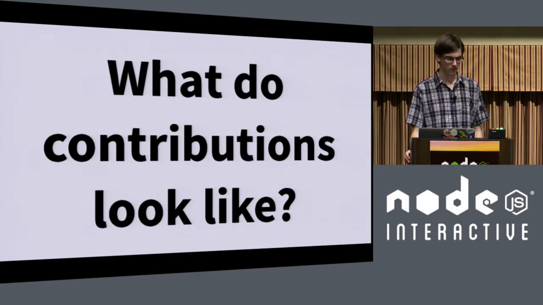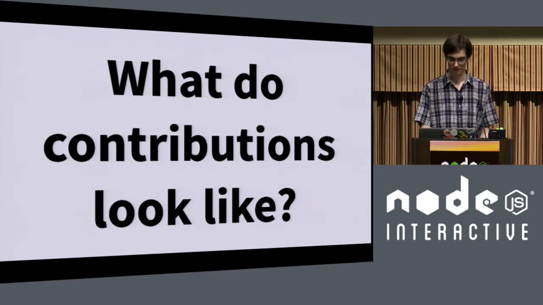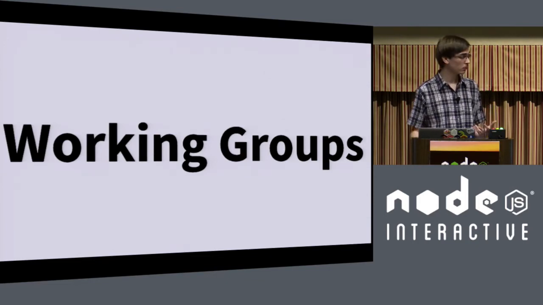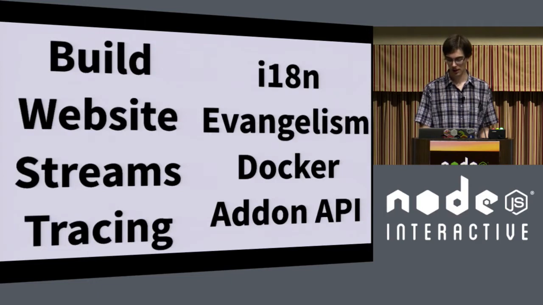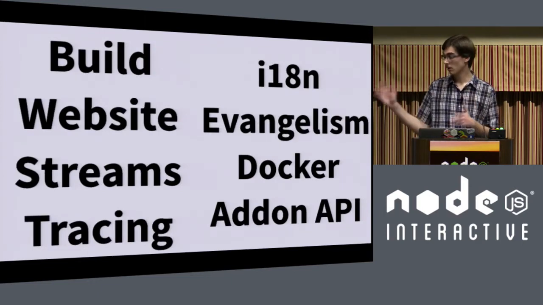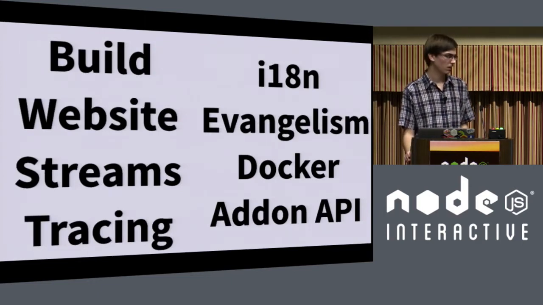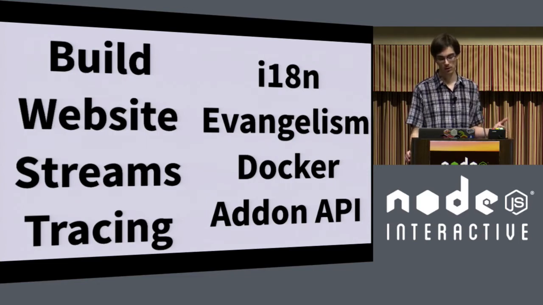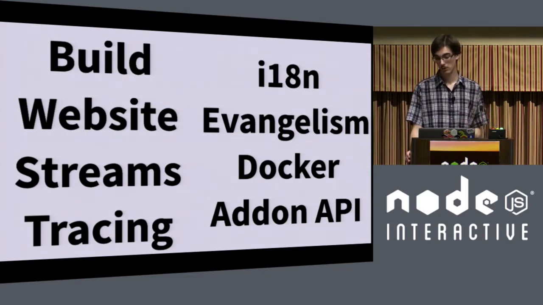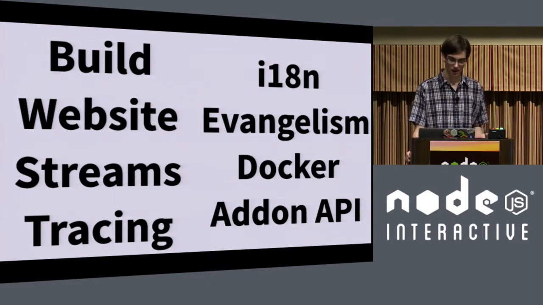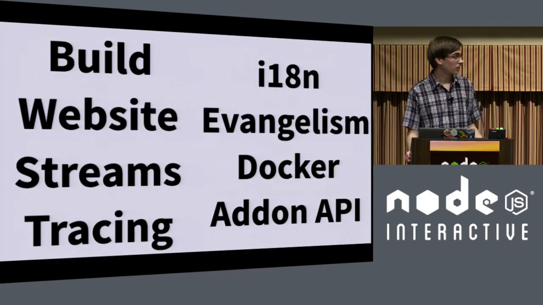So what do contributions look like? How do people get started in this sort of thing? A lot of people get started by helping out in a working group of some sort. And there are a whole bunch of those. There's stuff that surrounds our build infrastructure. There's a working group for the website. There's a working group for streams in particular. There's stuff for the add-on APIs, for Docker, for all the translation language groups.